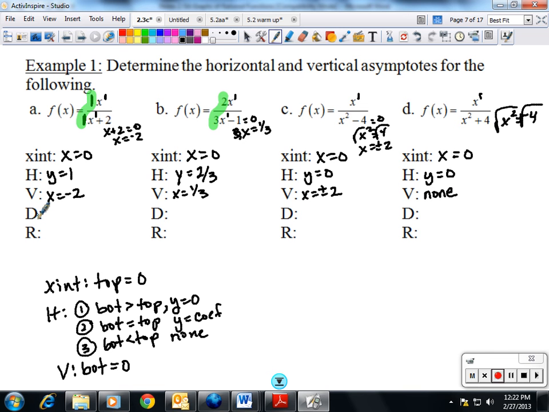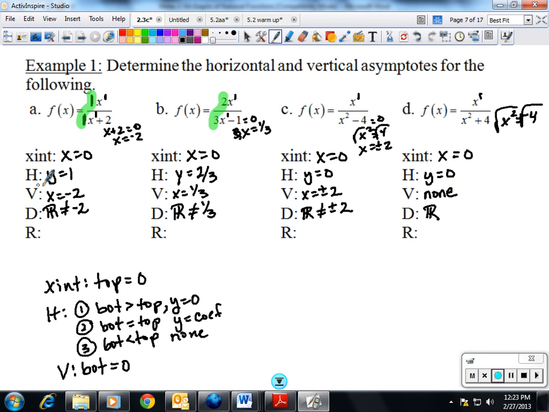Now the domain is everything. It's always all real numbers except for, and what is domain? Domain's x or y? Well, domain is x, so it's all real numbers except for my vertical asymptote. And this one's all real numbers except none, so it's just all real numbers.